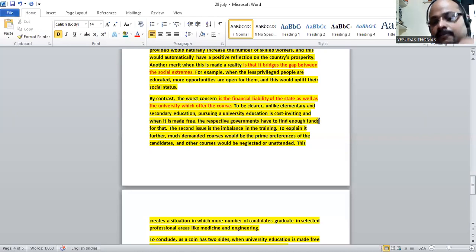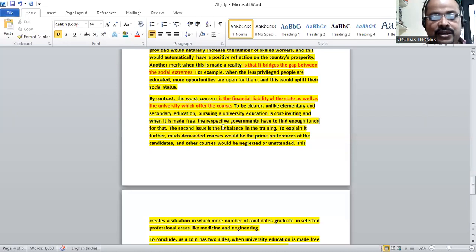The economic constraints are there, challenges are there. So we need to get the funds for the education. See, if I am giving free education in medicine, nursing, engineering, the state has to find the fund for it.